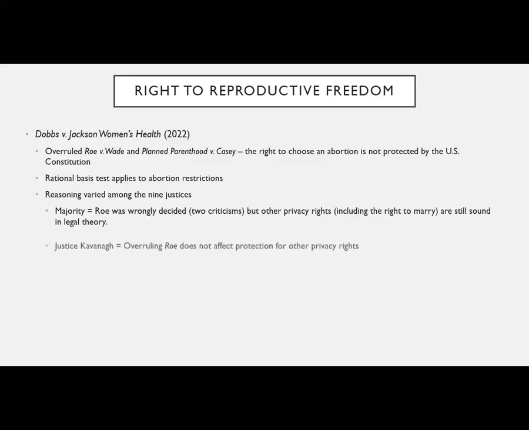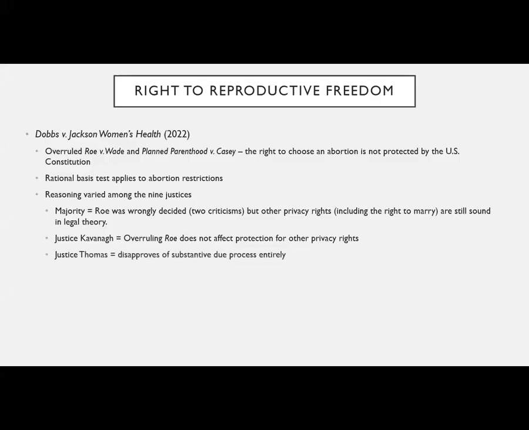Justice Kavanaugh wrote separately to emphasize that point, to emphasize that overruling Roe v. Wade should not affect protection for other privacy rights. Justice Thomas, writing separately, disagrees with all use of substantive due process and contends that due process is a matter of procedure only. So he would overturn all applications of it going all the way back to the late 1800s.